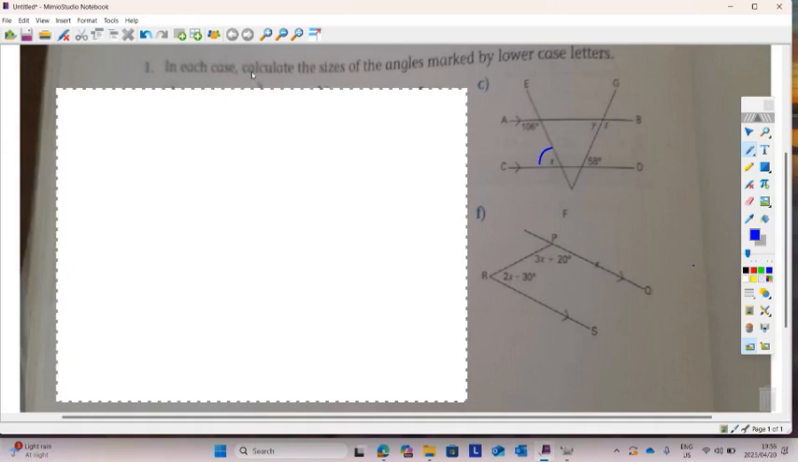Geometry. This is grade 8 and also grade 9. In each case, calculate the sizes of angles marked by the lower case. We want to look at these two questions, C and F. The angles that we want to determine here: we want the size of X, the size of Y, and the size of Z.